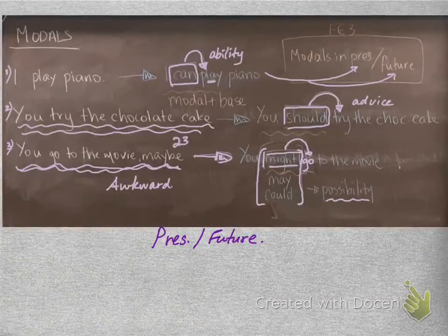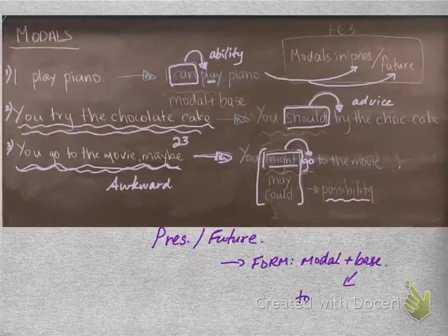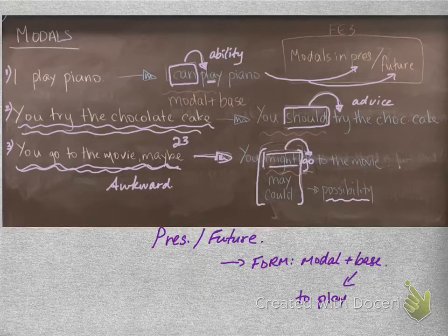And the rule for modal verbs in terms of their form is that it's always, always, always modal plus the base form of the verb. Okay? And the base is the verb with no to. Right? So if we have to play, the base form is play.